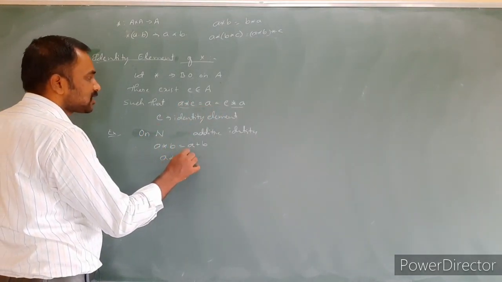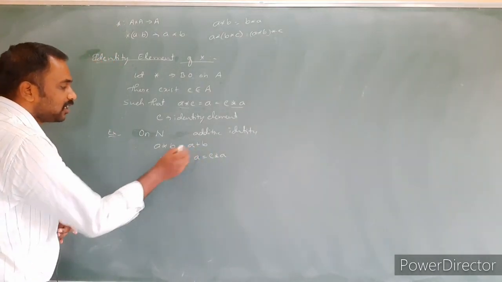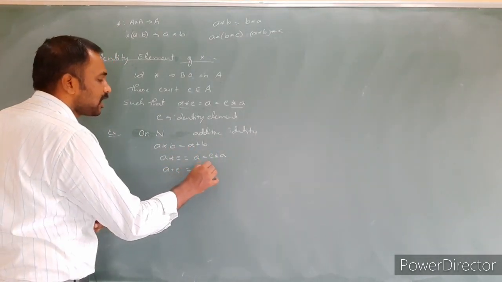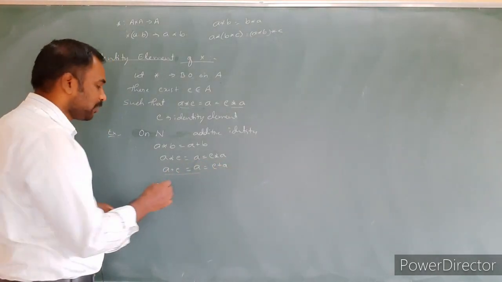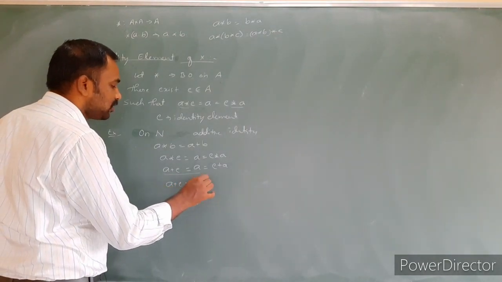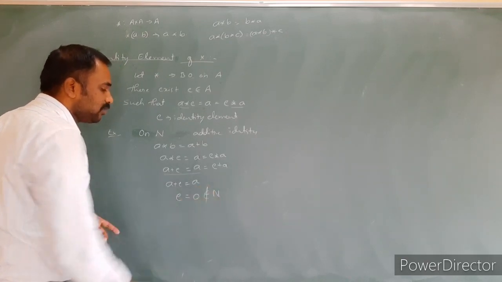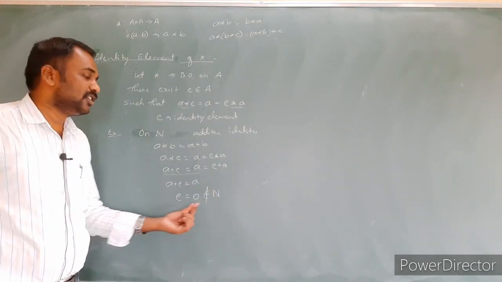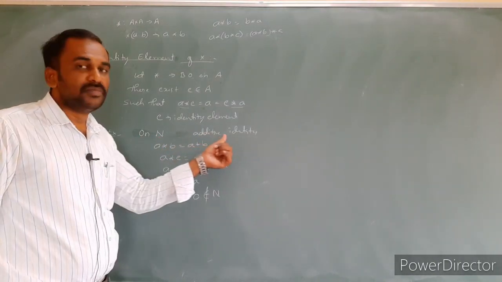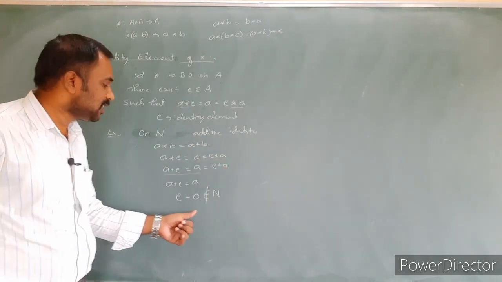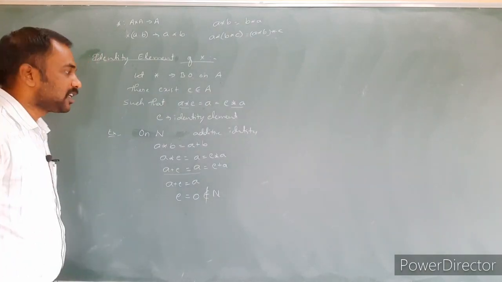We know that A star E is equal to A as well as E star A is equal to A. So A plus E is equal to A, as well as E plus A. Commutative law is satisfied, so I just consider solving this one. A plus E is equal to A. From this, E is equal to 0. Is this element present in the natural numbers or not? 0 is not present in the natural numbers. So on the set of natural numbers, the additive identity does not exist.